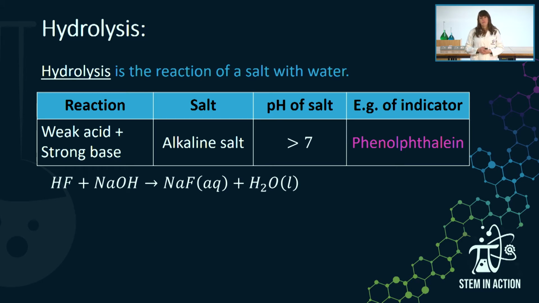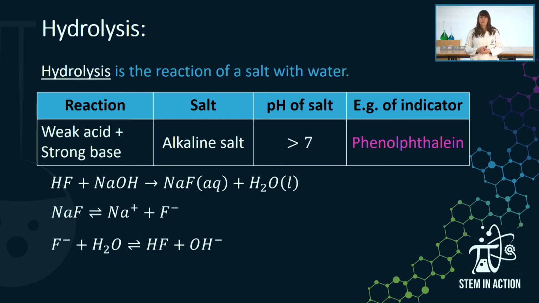The sodium fluoride salt will ionize in water to form sodium ion and fluoride ion. The sodium ion comes from a strong base and therefore wants to stay as an ion. But the fluoride ion will react with water and undergo hydrolysis to form hydrogen fluoride and OH minus ions. Therefore, we are increasing the OH minus ions, the hydroxide ions that are in solution, and therefore the salt is basic or alkaline.